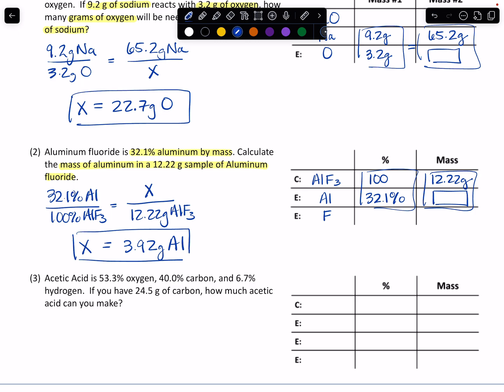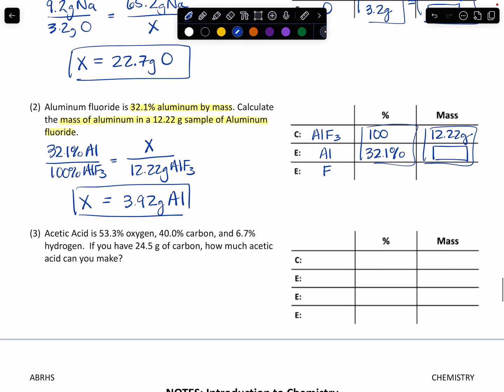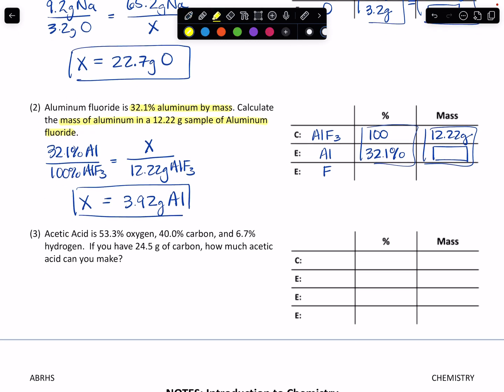We ask ourselves if this is reasonable. We have a whole versus a part. We're calculating the part. It should always be less than that whole. And it is, 3.92 versus 12.22. All right, last one. As you could just see, my battery's about to die.